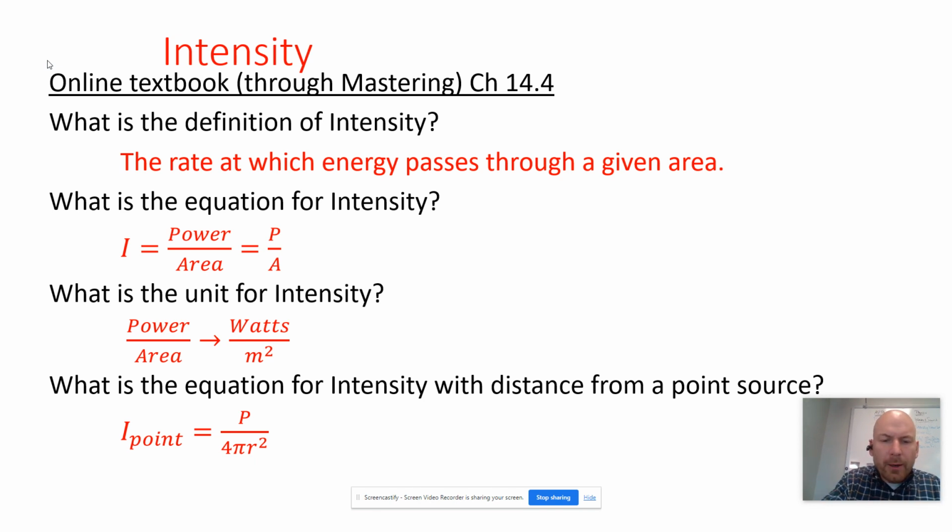power over 4 pi r squared. This is the surface area of a sphere. And that's because sound waves go out. You know how if you drop a rock in a pond, it goes out in a circle. So from a source, sound goes out in a sphere. So we're looking at the spherical surface area.